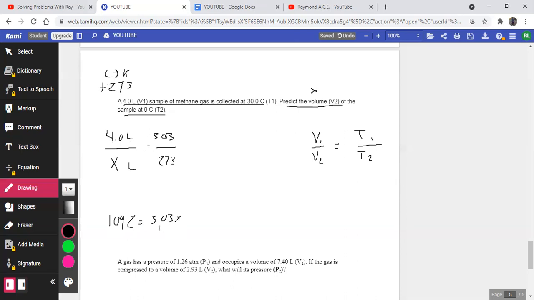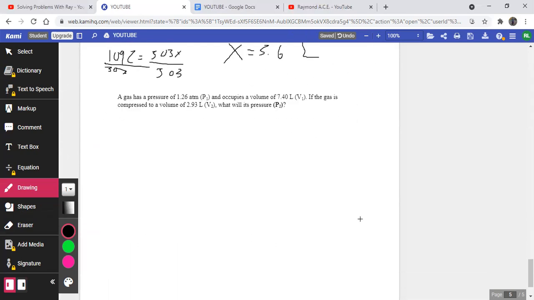What do you do from here to isolate the variable? We divide on both sides by 303, and x equals 3.6 liters. Okay, that is simple enough.